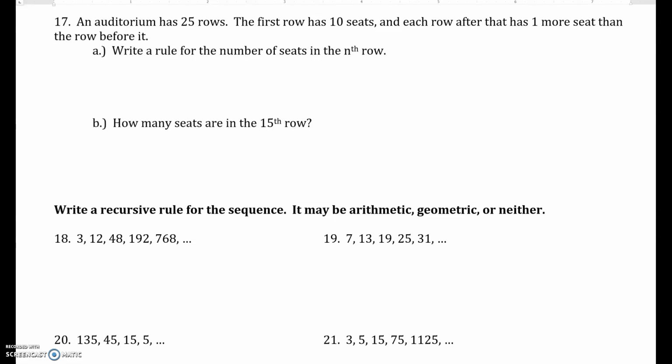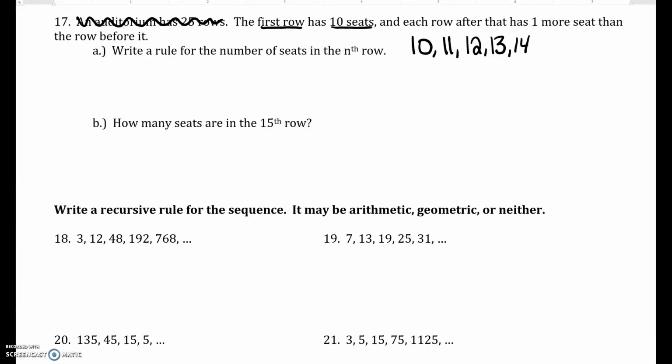An auditorium has 25 rows. Honestly, this piece of information, it's trying to throw you off. Completely ignore it. The first row has 10 seats. So if we were looking at this sequence written out, our first term in the sequence is 10. The first row has 10 seats. Each row after that has one more seat. So how many seats does the next row have in it? 11, and then 12, and so on and so on.